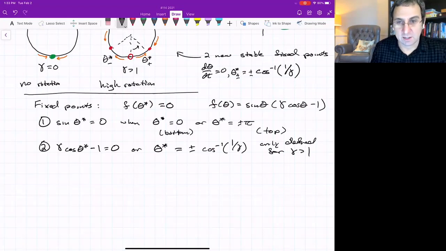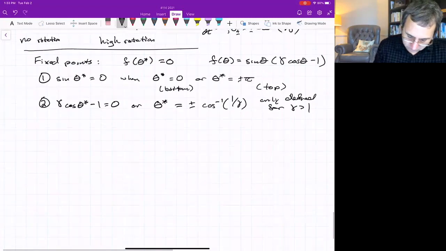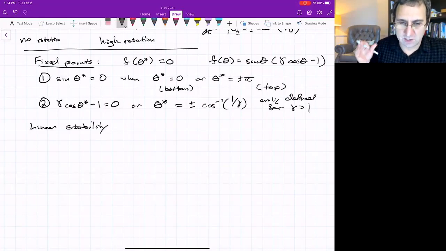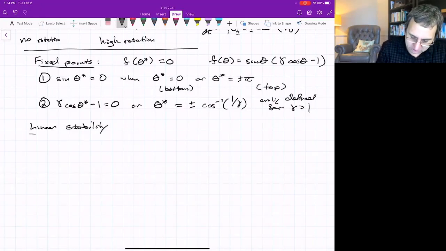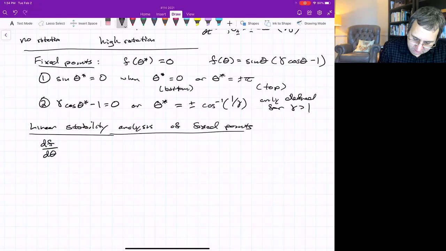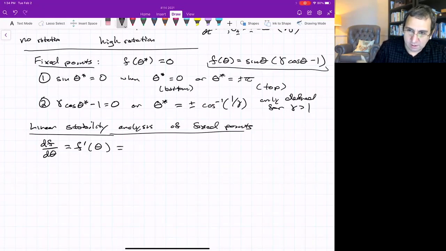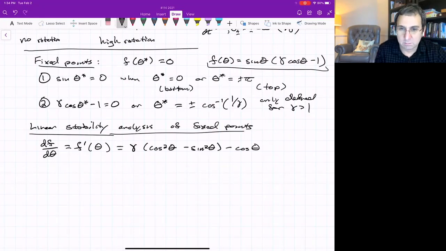Now we can do linear stability analysis of these. So those are the fixed points. The linear stability analysis for these one-dimensional ODEs was you take the derivative, you take the Jacobian. For one-dimensional things, the Jacobian is easy. This is dF d theta, which I'll just call F prime. So it's the derivative with respect to its argument. And this was F up here, so just take the derivative and collect some terms. You will get gamma cosine squared theta minus sine squared theta minus cosine theta.